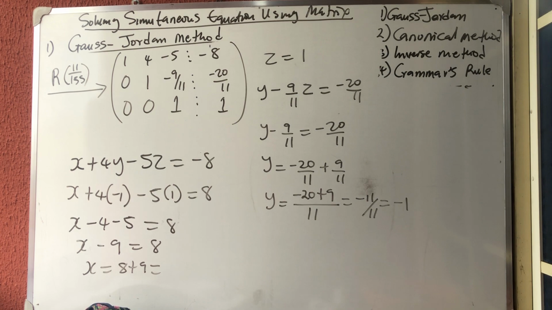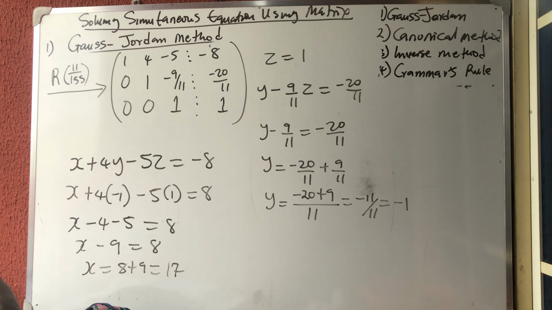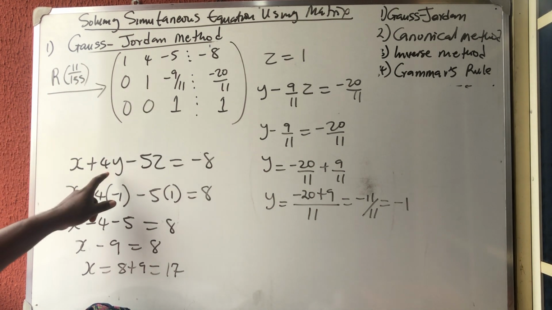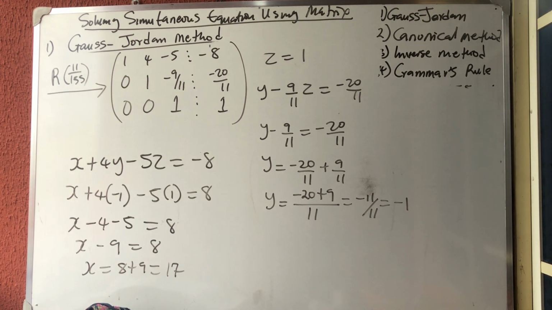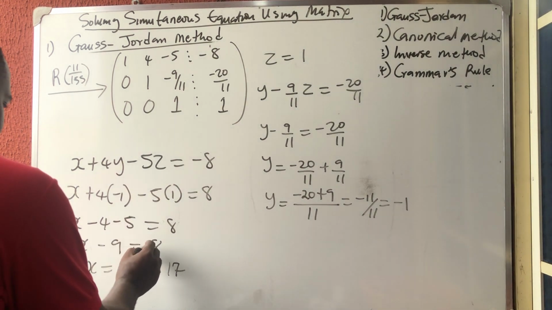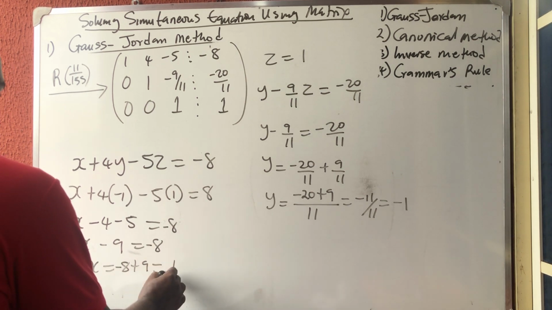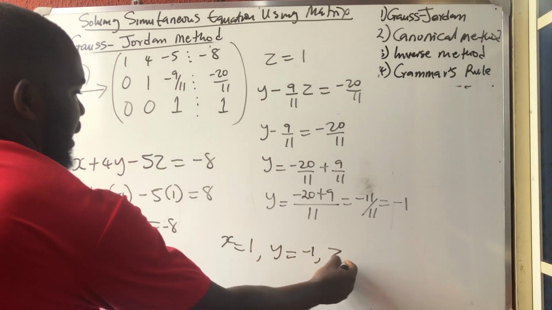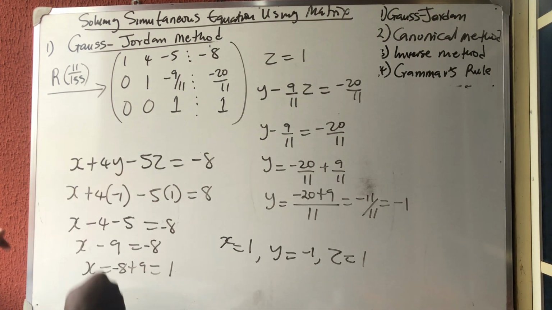So which is 17. So that is that. I hope I did not make a mistake anyway. This is x + 4y - 5z is equal to -8. So I'm having that. Okay, sorry, this is -8, -8, -8. So -8 plus this is 1. Okay, so therefore x is 1, y is -1, and z is 1. So that is that for Gauss-Jordan. I hope you understood it.